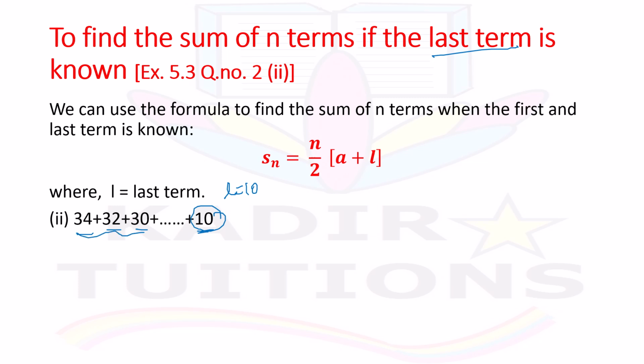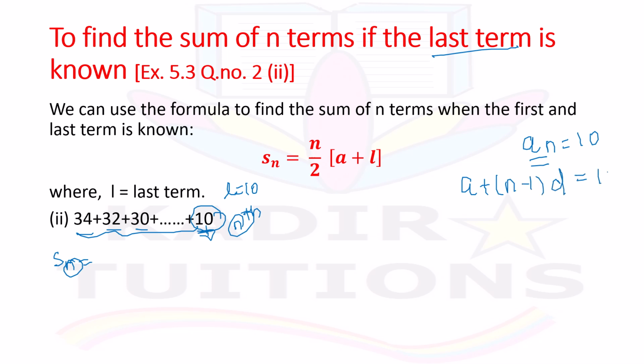So I am going to find now the value of Sn. But here, what about this n? Because this 10 is which term, we don't know. What n is for the term 10, we don't know. So we are going to find first the n value of the term 10. So an is equal to 10, and we know the expansion of an, it's nothing but a plus n minus 1 into d, which is equal to 10. From the question we can find a, it's 34, and d, it's 32 minus 34, which is minus 2.